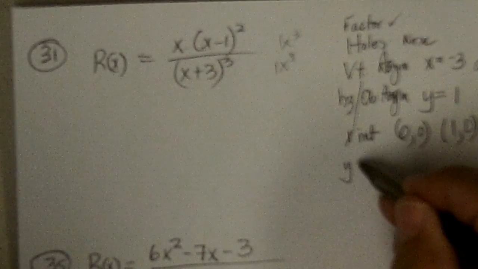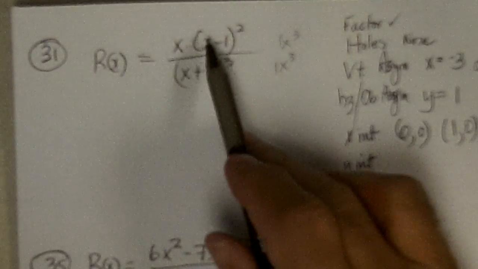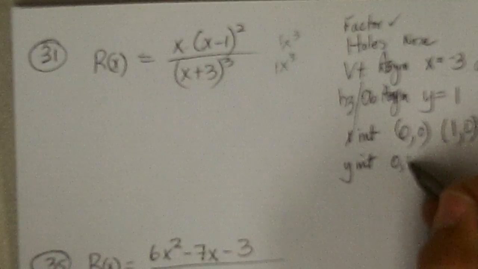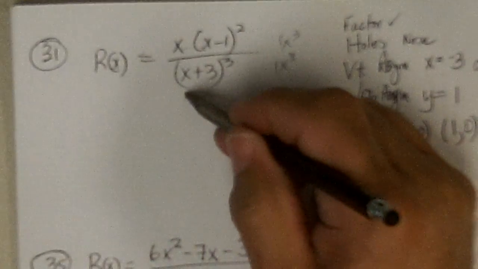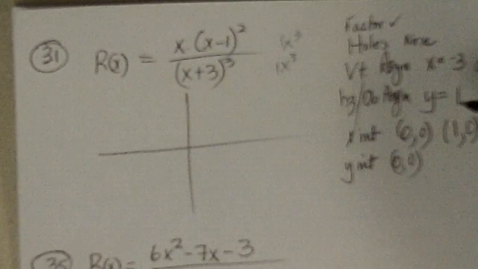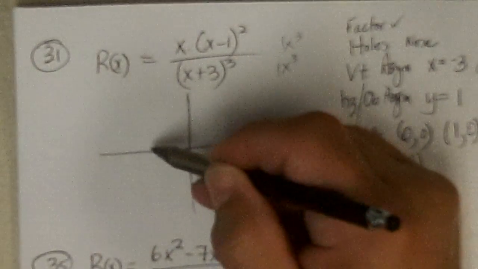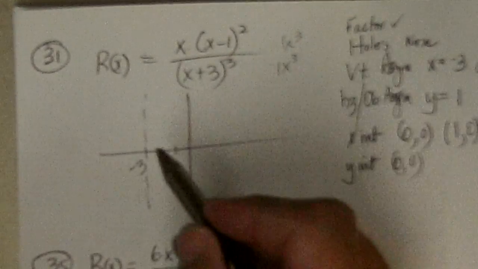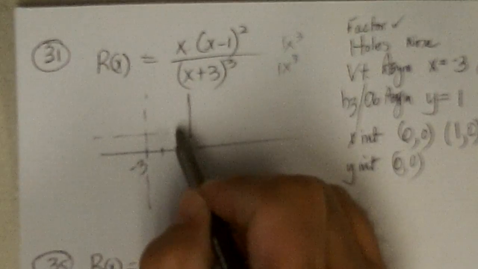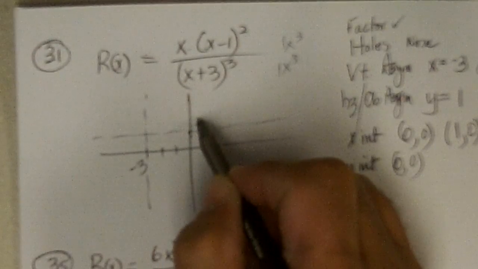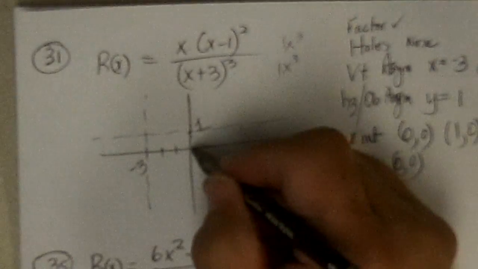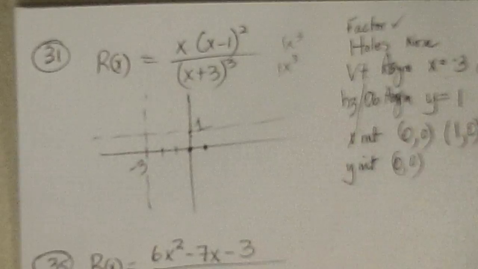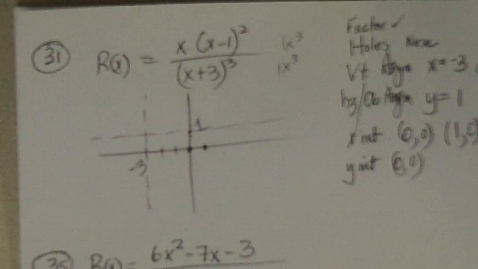And the y-intercept is put in 0, and we get 0 times this over that, which is 0. So if I graph this, a vertical at -3, it has a horizontal at y equals 1. It crosses at 0, 0 and at 1, 0. Okay.